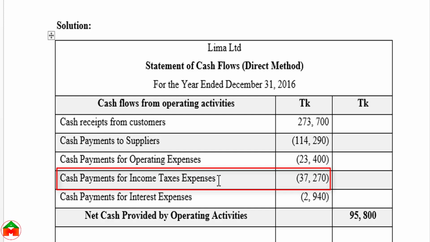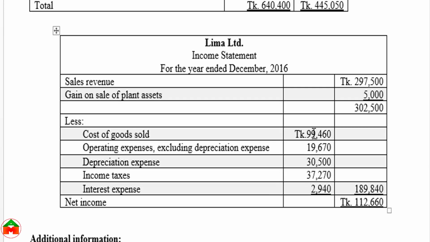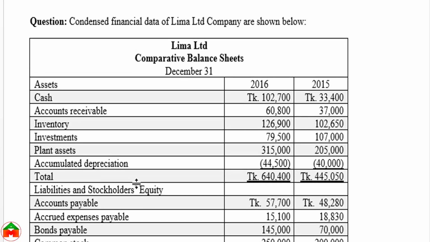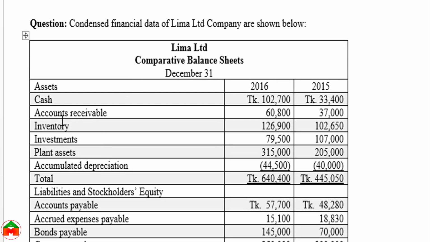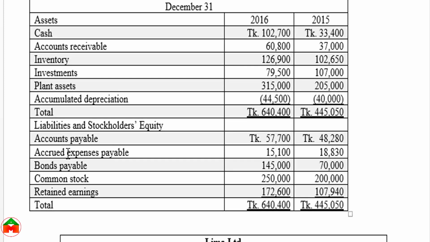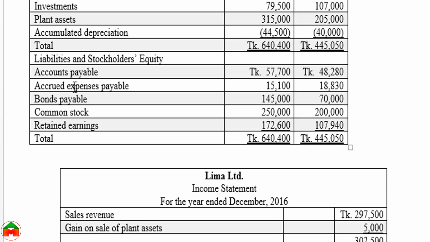But if there was any prepaid expense regarding income tax, or if there is any accrued expense regarding income tax, we need to adjust. Since in this question there is no prepaid or accrued regarding income tax expense, we have written it directly to the main cash flow statement. The amount is 37,270. So from the question in the income statement, we can see another expense, interest expense. The amount is 2,940. So it's an expense. We are going to see if there is any prepaid expense or accrued expense regarding interest expense. So in the comparative balance sheet, we can see there is no prepaid expense regarding interest expense, as well as in the current liabilities there is no accrued interest expense.